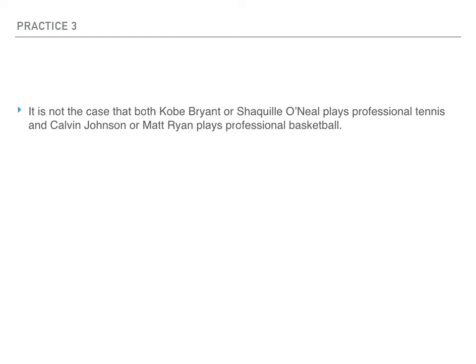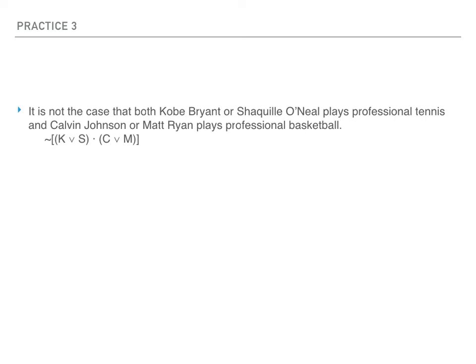So that looks like K wedge S on one side. And on the other side, it looks like C wedge M. C for Calvin Johnson plays professional basketball, and M for Matt Ryan plays professional basketball. So what we have here is this bracketed expression, which is governed by the tilde. It's a dot inside. And on the left side of the dot, we have the expression K wedge S. And on the right side of the dot, we have the expression C wedge M, I'm sorry, C wedge M.